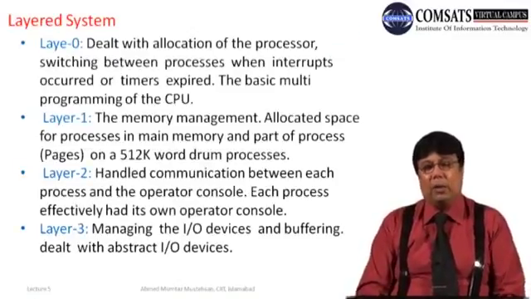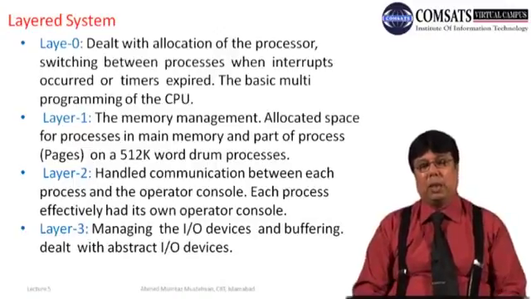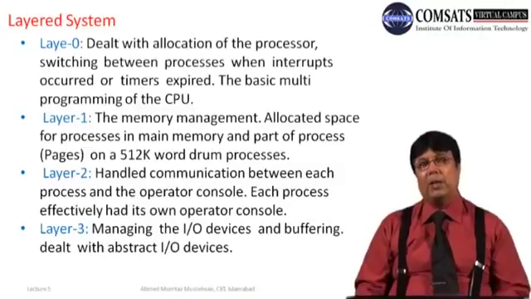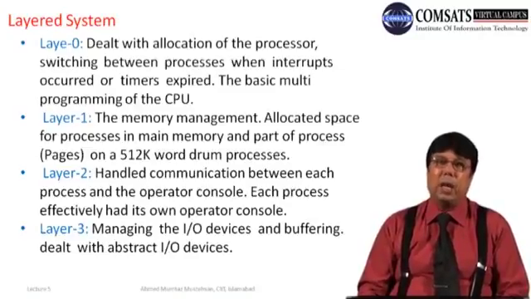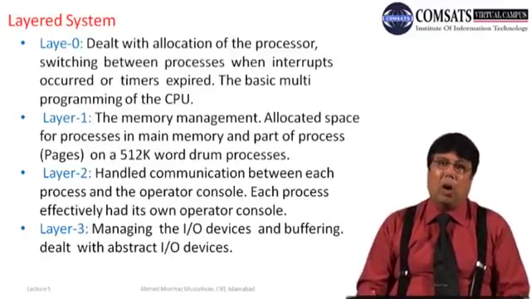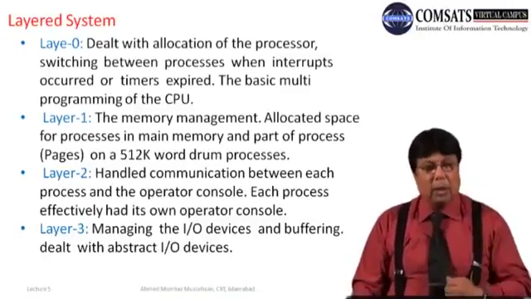Layer 0 dealt with the allocation of the processor, switching between processes when an interrupt occurs or time expires, the basic multi-programming of the CPU. We should understand that there is one single CPU that gives an illusion of multiple CPUs, because it can handle multiple processes so rapidly, so fast, that it gives an illusion that all the programs are running in parallel.